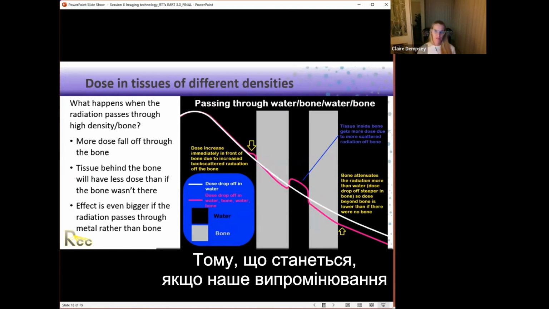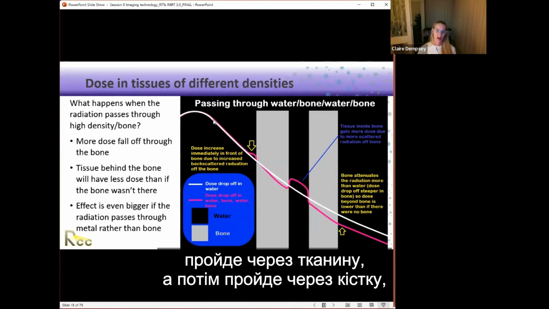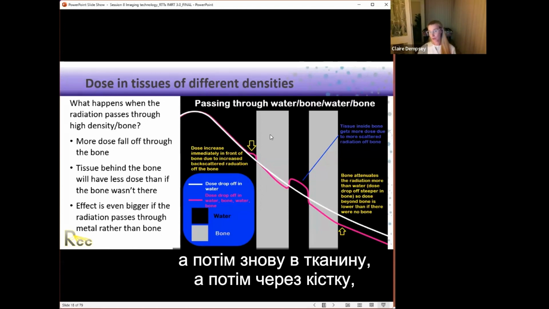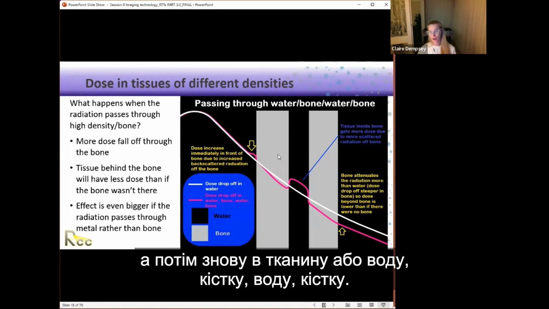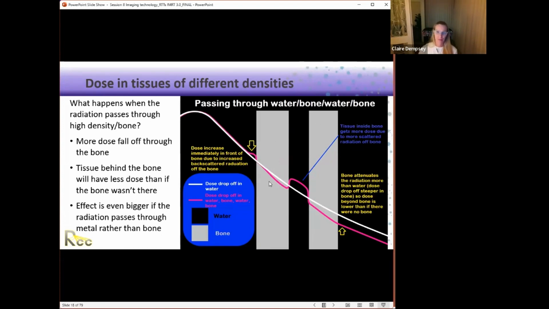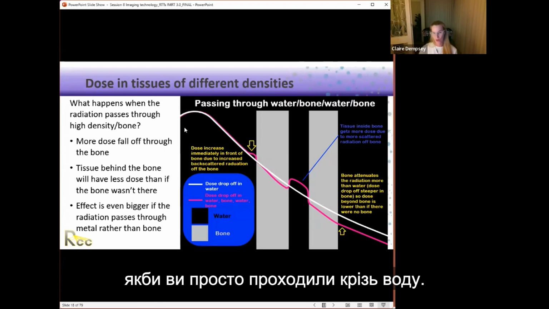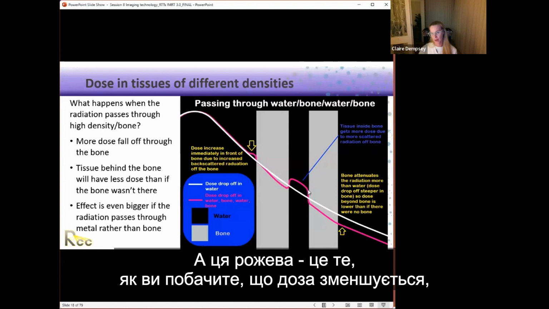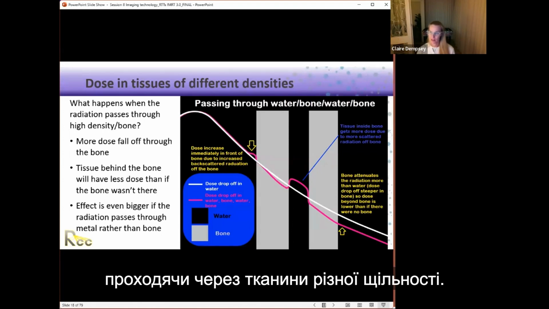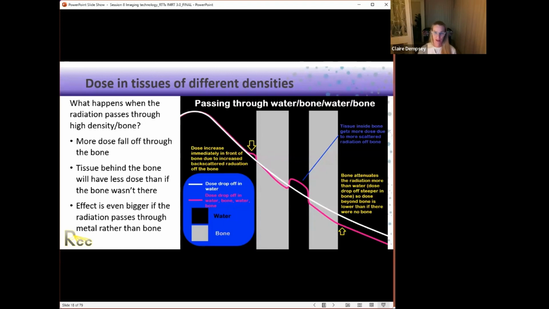So what happens if we've now got our radiation passing through tissue, and then it's going through bone, and then back into tissue, and then through bone, and then back into tissue, or water, bone, water, bone. Again, this white curve here is what your typical dose drop-off would look like if you were just passing through water. And this pink one is what you would actually see the dose drop-off looking like passing through these different density tissues.